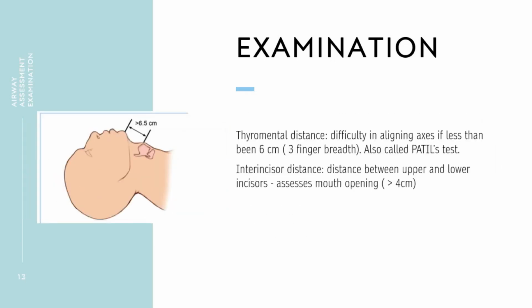Okay, another thing that we usually see in every examination is the thyromental distance. Normal is 6 centimeters. That's the distance from the mentum to the thyroid cartilage. It's also called Patil's test. It assesses the difficulty in aligning axes. If it is less than 6 centimeters, the axis alignment between the laryngeal axis, pharyngeal axis, and oral axis is difficult.